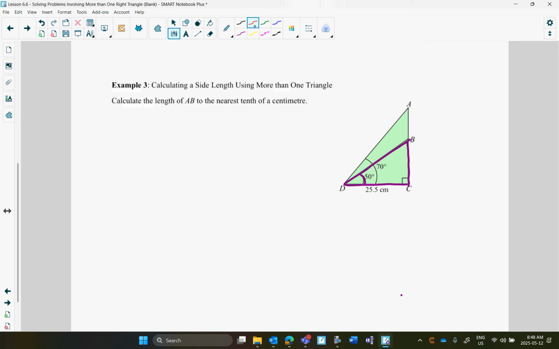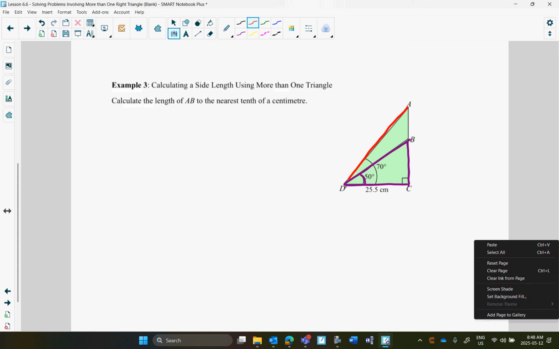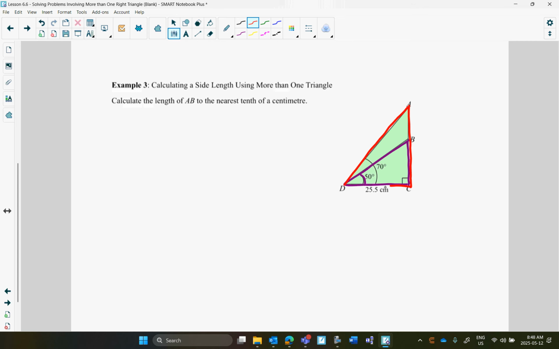And we've got the big one, where this side is also 25.5, but the big angle here is 70 degrees. Somehow I have to use all the information to figure out AB. So this is what I'm trying to find.